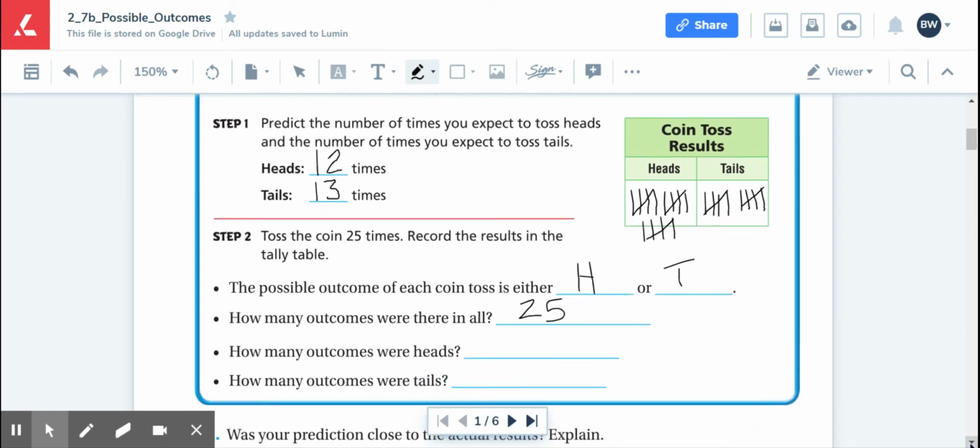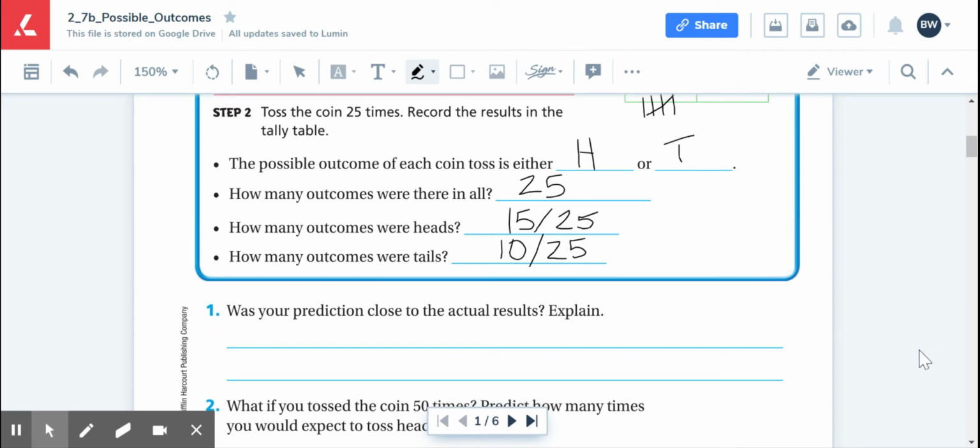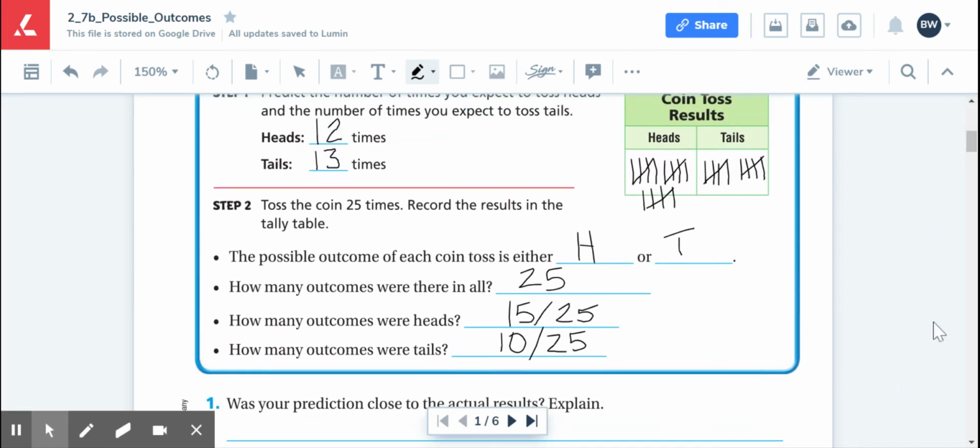How many outcomes were heads? Well, 15 were heads. And that's 15 out of 25, so I could make it a fraction. 15 out of 25 times. How many were tails? 10 out of 25 times. Pretty big fraction, huh? Now, was my prediction close to my actual results? Yeah, I think I was pretty close. What do you guys think?